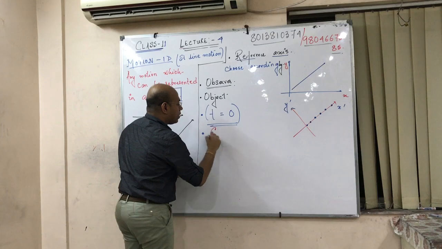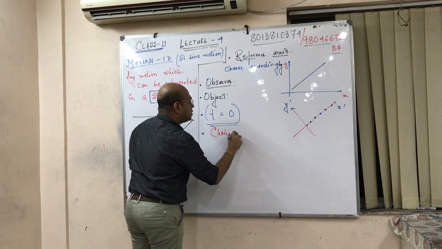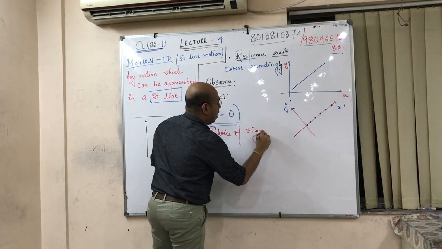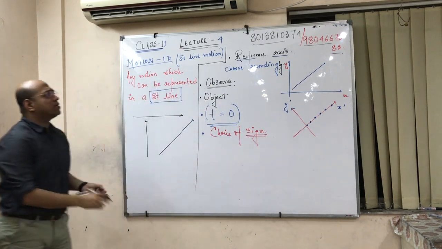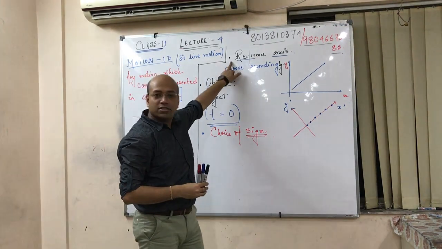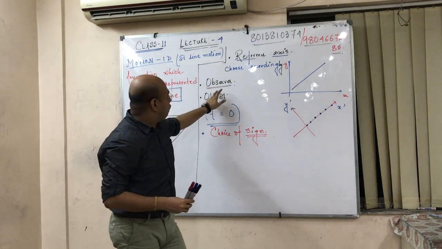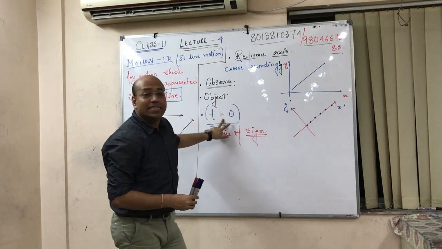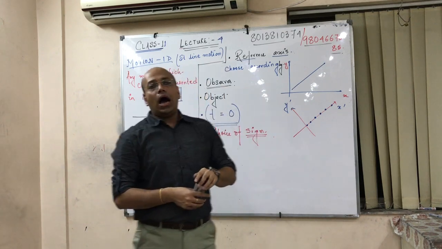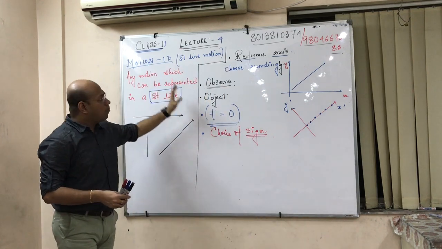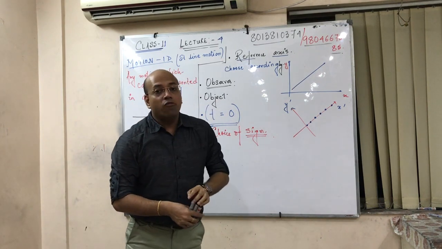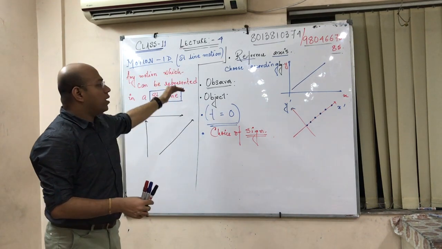And choice of sign. Now, what is this thing? So first, what all the things do we require? We require a reference axis. We require an observer. We require an object. We require t equal to 0. And we require a choice of sign. These are the easiest points and also the most critical points of motion in 1D. We need to clear out one by one what each of these is.